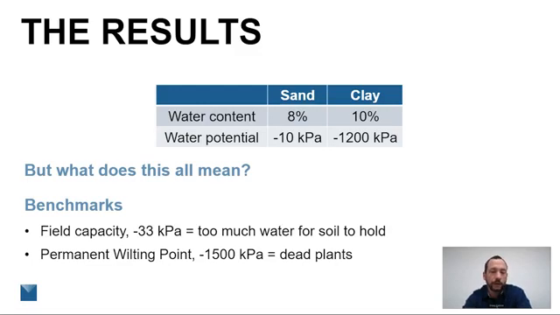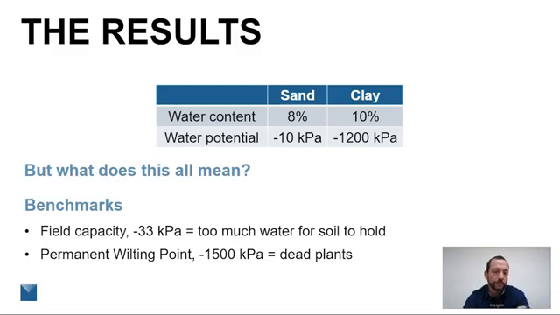However, if you look at the water potential line, the sand is at negative 10 kilopascals, and the clay is at about negative 1200 kilopascals. And a couple of things to keep in mind. First, 0 is very available, and the more negative you get, the less available that water is. And we have a couple of benchmarks that help us out with understanding water potential.